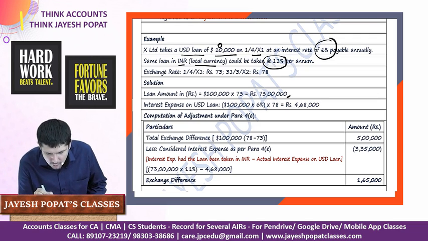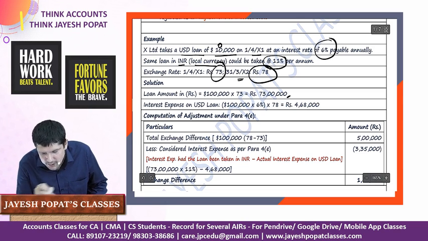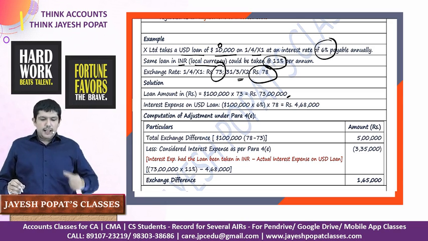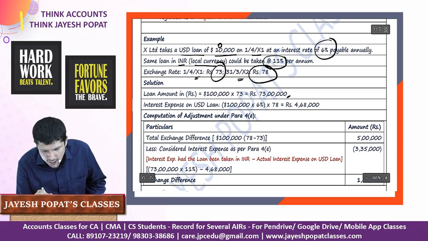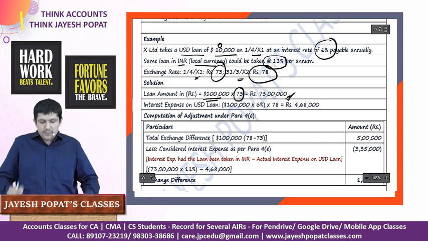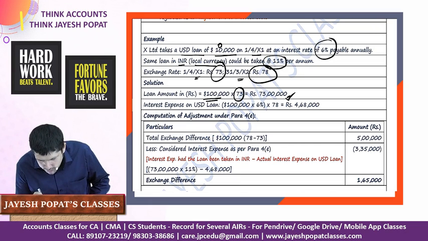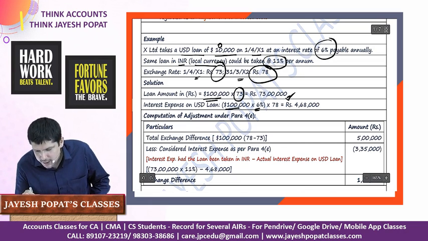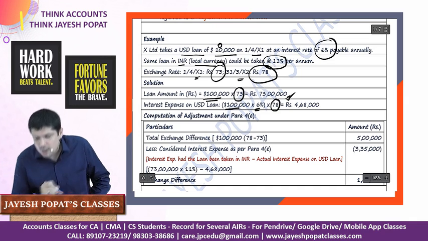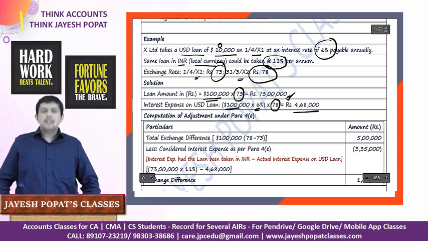The exchange rate on 1-4-X1 is 73 and the exchange rate at the year end, which is 31st March X2, is 78. So when I take this loan on 1-4-X1, I am taking $1 lakh and the exchange rate is 73, so I'll get 73 lakh rupees in my account. At the end of the year, I have to pay interest at the rate of 6%. So $1 lakh into 6%, and I'll convert it at the year end rate of 78. I need to pay an interest expense of 4,68,000.